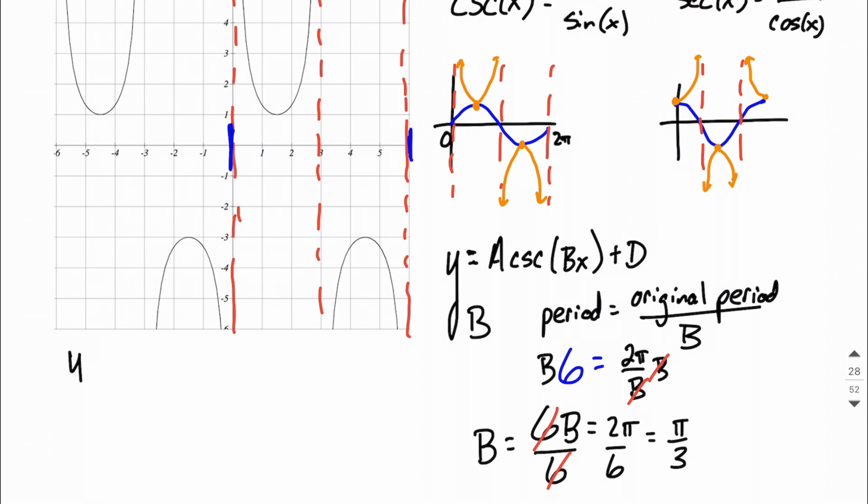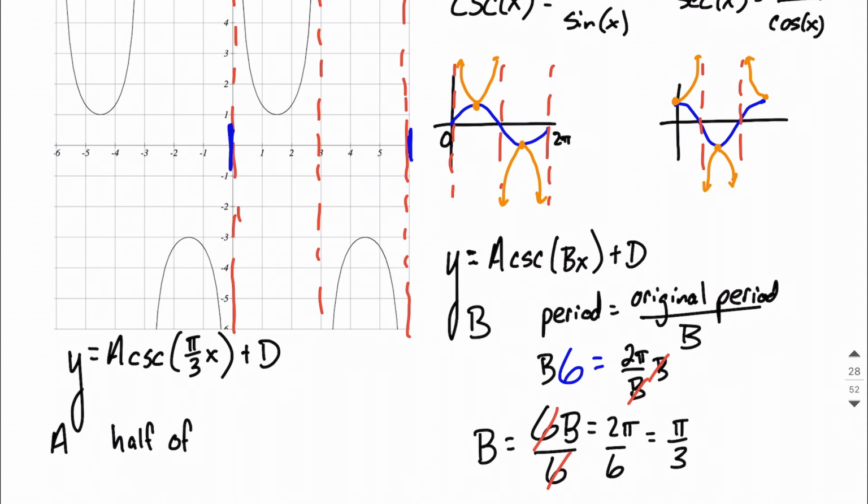Okay, so now our function looks like this: y equals a cosecant of pi over 3 multiplied by x on the inside, plus d. Okay, next let's find a. A is going to be half of the total vertical distance.